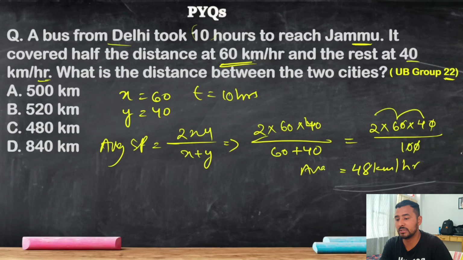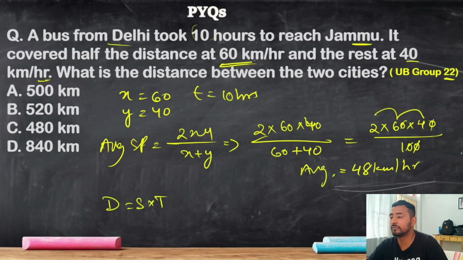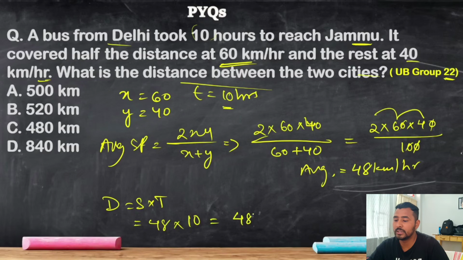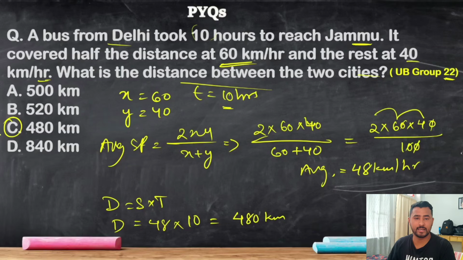This is the average speed. Now you know distance will be how much? To find the distance between two cities, what you should do? Speed into time. Our speed is 48 and our time is 10 hours. Then multiply, you'll get the answer: 480 kilometer. That is the distance. I hope this is clear. Option number C will be the correct answer. Rewind and rewatch it to get the answer correctly.